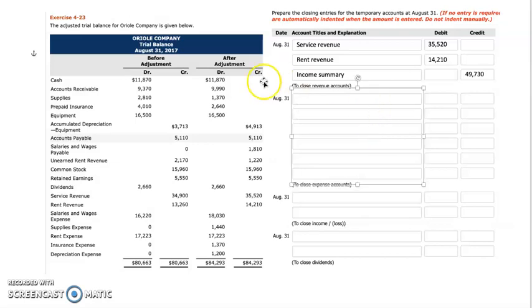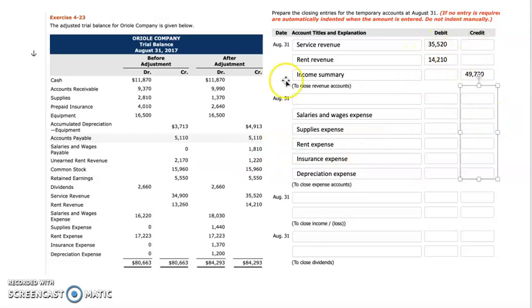And credits are always listed second. Debits are always listed first and then credits. That's why we're going to skip this line up here and start putting our expenses in. So we're going to come over here and look at our expenses. So we have a salaries and wages expense. And then we have a supplies expense and a rent expense and insurance expense and depreciation expense. Perfect.